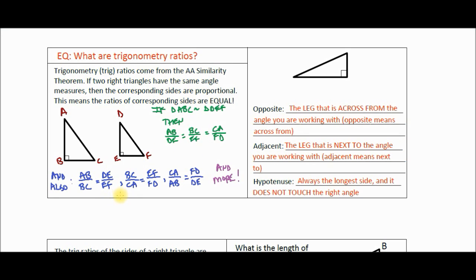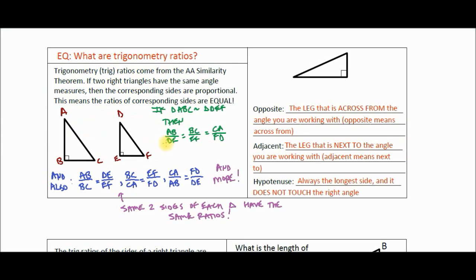So if you want to put a little note down here in the margin, what does trig recognize? It recognizes that the same two sides of each triangle have the same ratios. So this is what trig is built on.